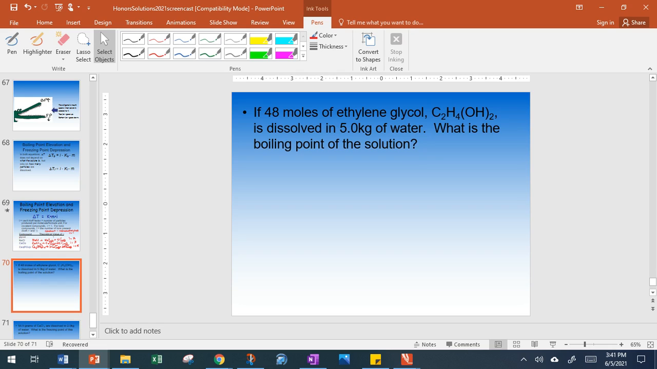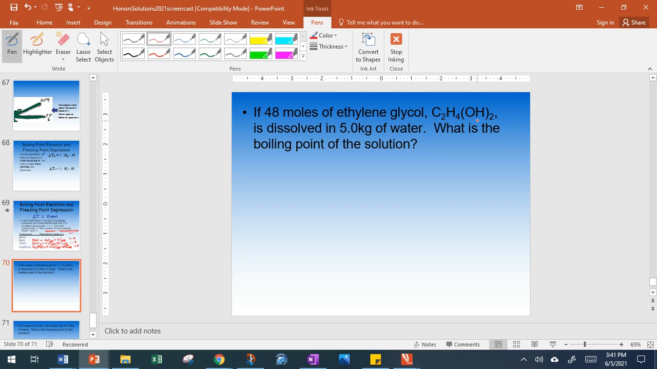Okay, so we have 5 moles of ethylene glycol dissolved in 5.0 kilograms of water. So what is the boiling point of our solution? When you're doing problems like this, water is normally going to be your solvent, but it may not necessarily be your solvent. So always pay close attention to the wording of the problem.